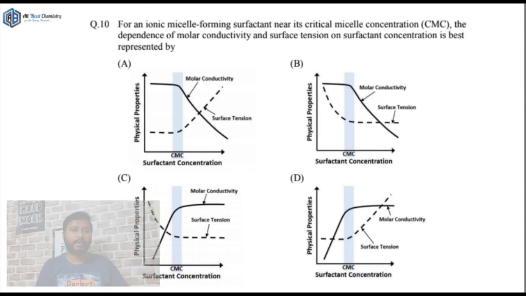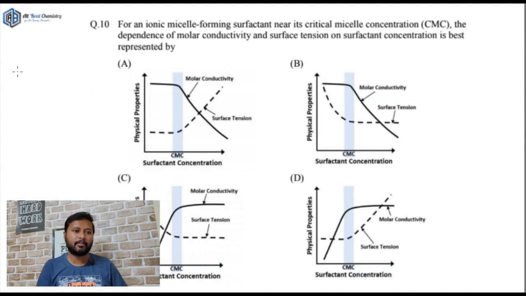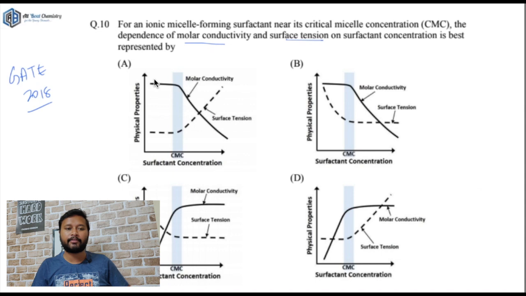So let's solve them. Alright, so this particular question which you can see on your screen right now was asked in the GATE 2018 exam, for 1 mark. The question says that for an ionic micelle forming surfactant near its critical micellar concentration, CMC, the dependence of molar conductivity and the surface tension on the surfactant concentration is best represented by which option. We have already studied molar conductivity and also surface tension. About surface tension, we have seen that in the beginning it will decrease and then it will become flat. So first decrease and then become flat.